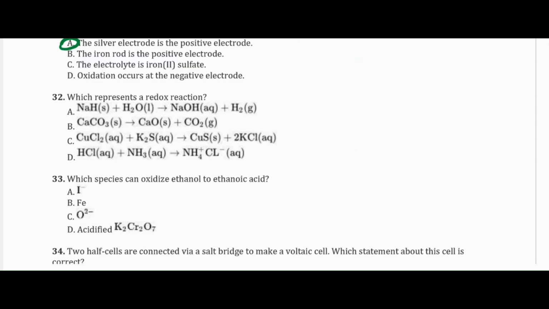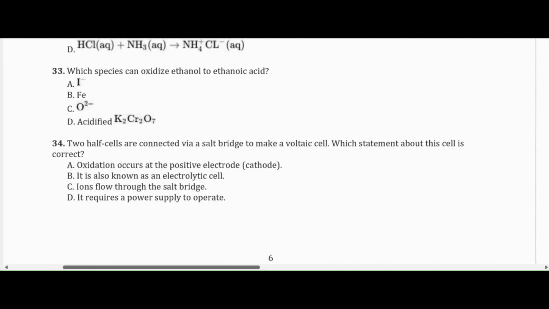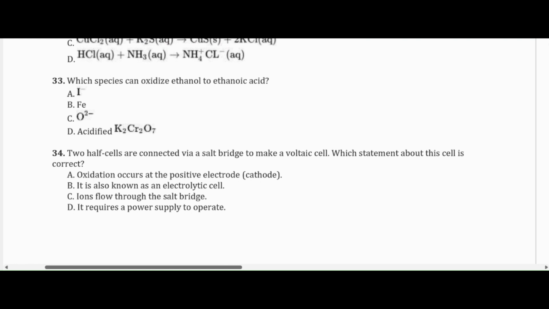Question 32, which represents a redox reaction? Well, we know that we're looking for elements. I'm seeing an element there, so it'll be A. Straight away, you've got that in a Paper 1 situation when you're trying to not lose time. You've spotted that element, that's it, there you go. 33, which species can oxidize ethanol to ethanoic acid? Well, that's more of a topic 10 and 20 question, but that will be the acidified potassium dichromate.